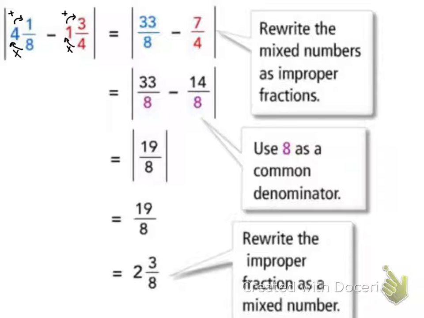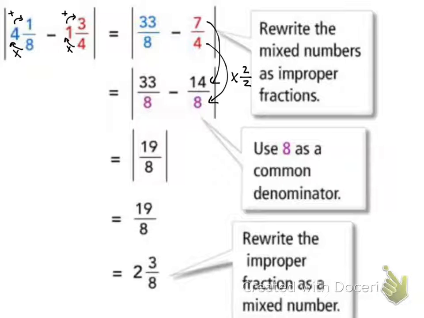I'm going to scale up the 7 over 4. I'm going to multiply the numerator and the denominator by 2, which is the same thing as multiplying by 2 over 2, which is the same thing as multiplying by 1, and you can multiply any number by 1. You're not changing the value of that number. So 7 times 2 is 14. 4 times 2 is 8. So now I have 33 over 8 minus 14 over 8.